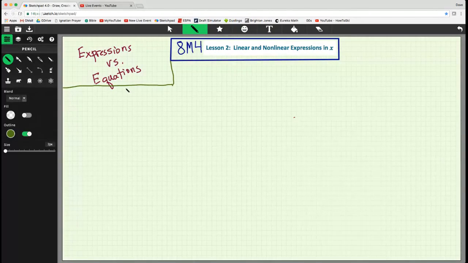So what is the difference in an expression versus an equation? You've probably heard your teacher say this a million times, and understanding the difference is extremely important. Let's get our pen size up to a good size, 3.6. That's where we like to do it. Okay, so first of all, an expression is a set of symbols that can be evaluated.